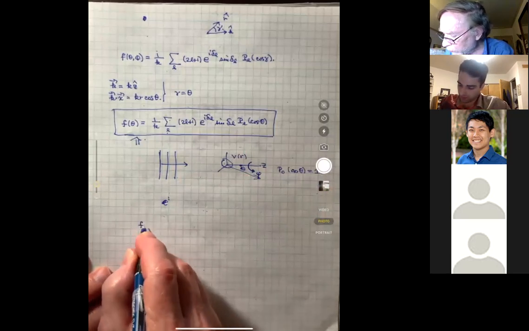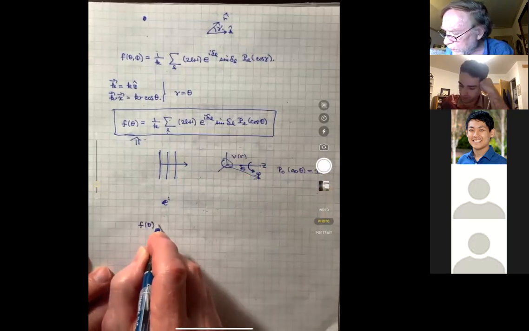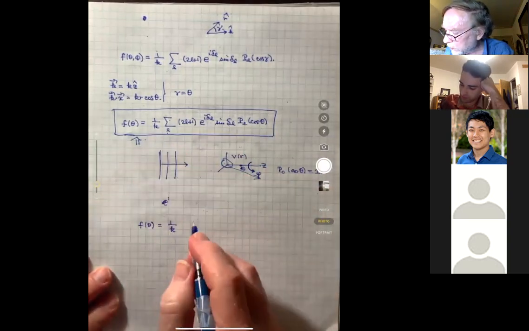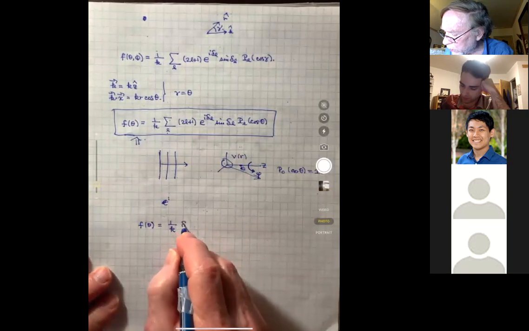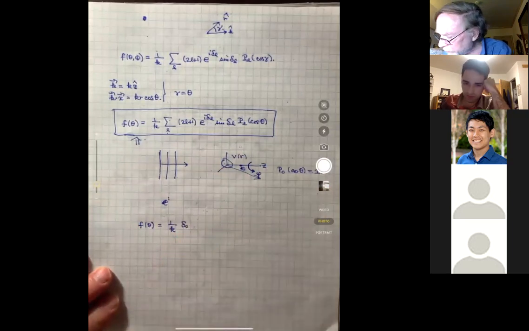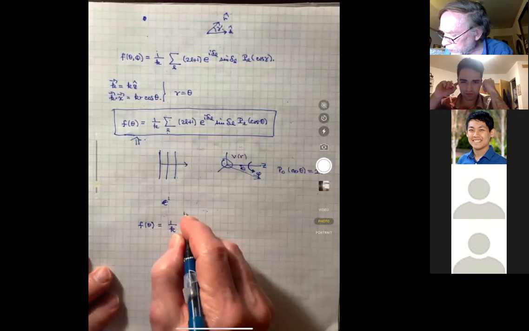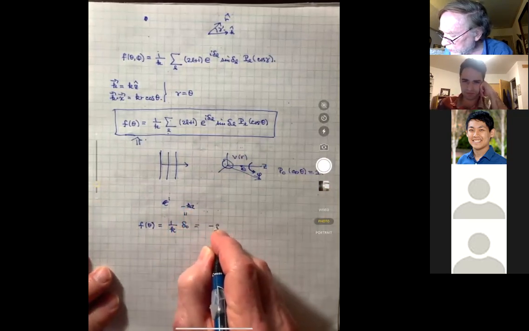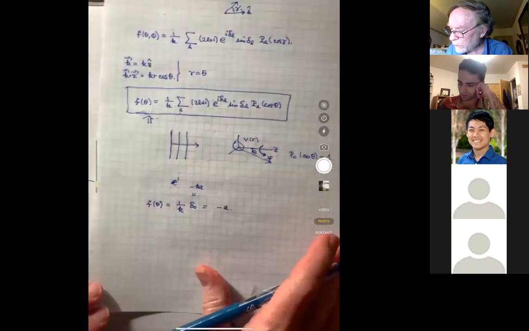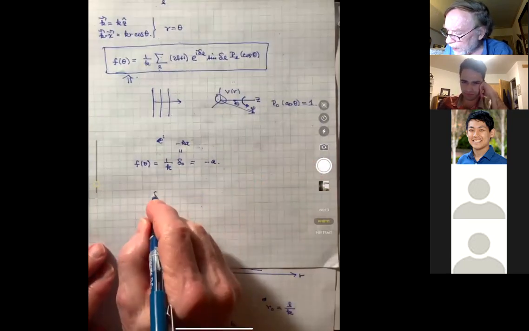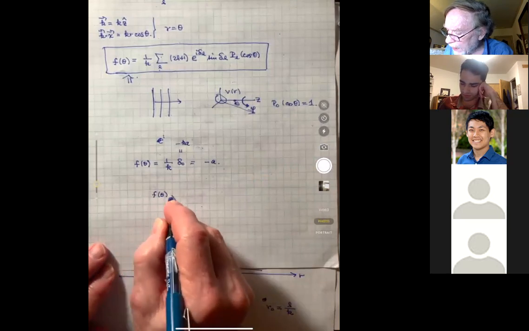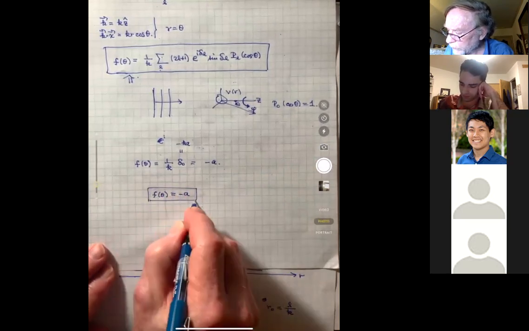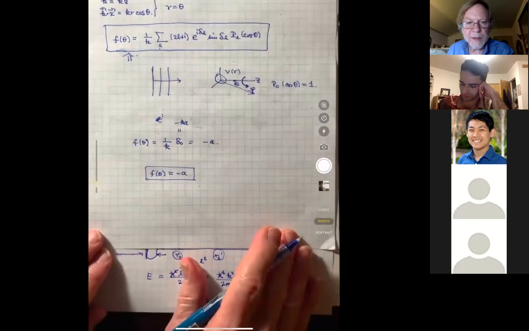And so what we get is f of theta is equal to 1 over k, the leading factor, times delta_0. And delta_0 is equal to minus ka. And so this just becomes equal to minus a. So the scattering amplitude for low energy scattering from a hard sphere is just f of theta equals minus a. Nice simple result.